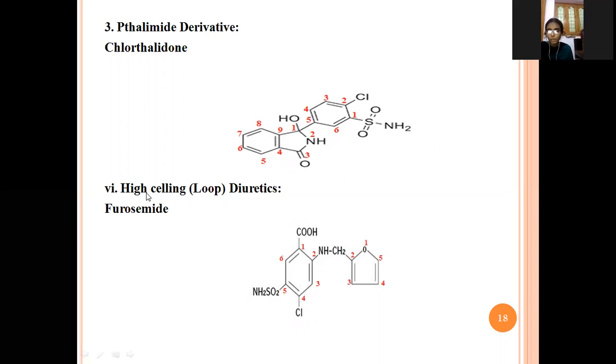Next one is high ceiling or loop diuretics. The first drug is furosemide. Here this is the furan and this is the six-membered ring. For the six-membered ring, in the fifth position the sulfonyl group is attached, in the fourth position the chlorine group, and in the second position the amide and the furan structure. For the furan, in the second position, the methyl group is attached.